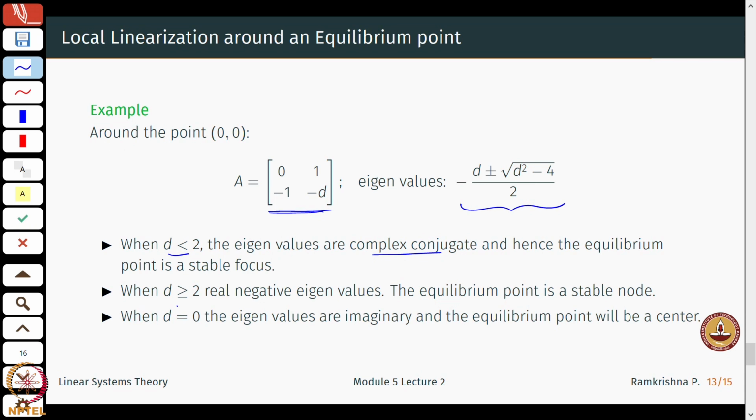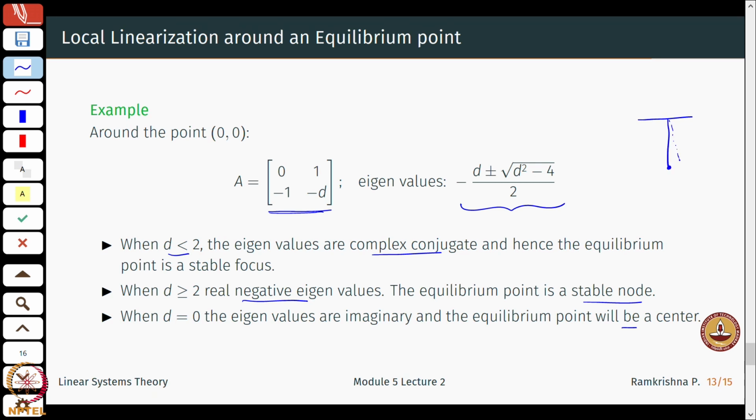So, similarly, when D is greater than or equal to 2, the eigenvalues will be real, and both of them will be negative. The equilibrium point here would be called a stable node. When D equals 0, the eigenvalues are imaginary, and the equilibrium point will be a center. So, physically this would mean that I just have a pendulum which is stable at its downward position.